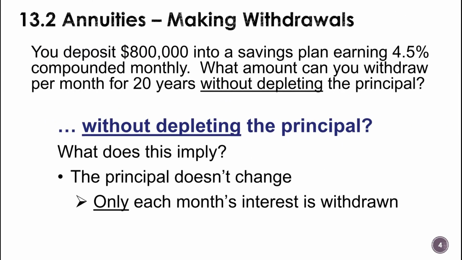Okay, so we're going to look at something called withdrawing without depleting principal. You deposit $800,000 into a savings plan earning 4.5% compounded monthly. What amount can you withdraw per month for 20 years without depleting the principal? This means your principal doesn't change. So basically you're just taking out the interest amount, and that's all. So you're not dipping into your principal at all. When you're finished withdrawing money at whatever length of time it may be, you still have the same amount in your account. So only that month's interest is withdrawn.